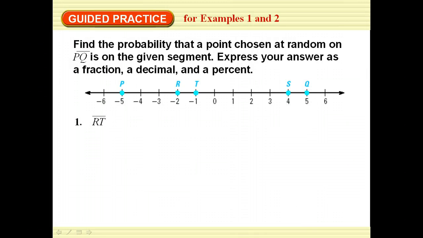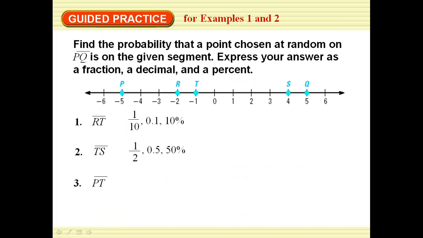So here's some for you to try. We notice the probability of it being on RT, if we know that it's going to land on PQ: RT is 1, PQ is 10, so 1 out of 10 or 0.1, 10%. What about TS? Well, my length of TS is 5, so 5 out of 10 is 1/2, 0.5 or 50%.